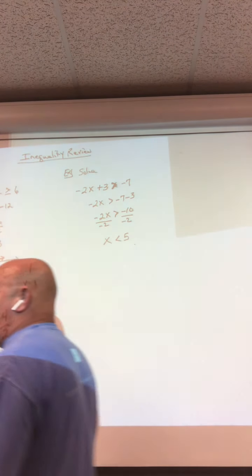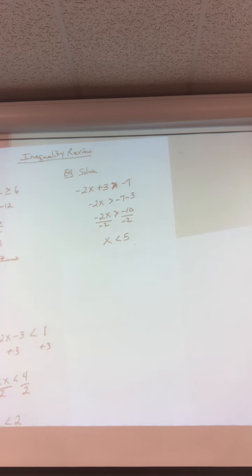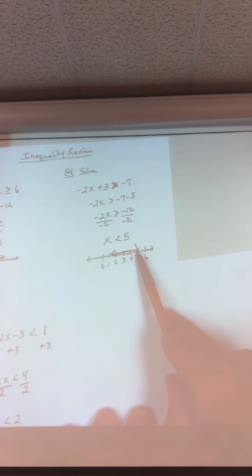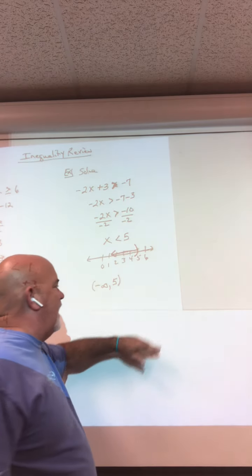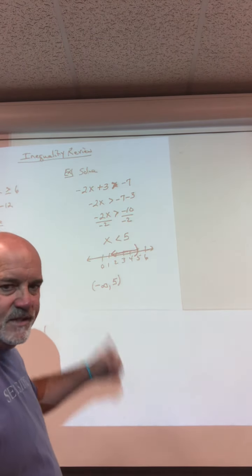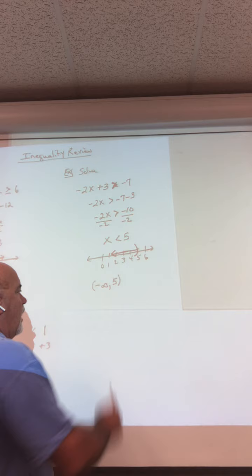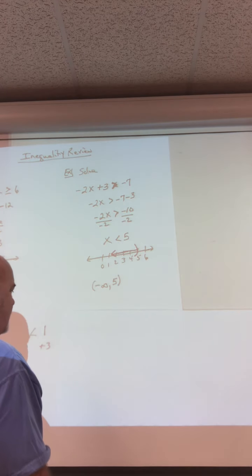Okay, now how do I represent all of the numbers less than 5? All of the numbers less than 5 would be all of the numbers starting at 5 to the left. A parentheses on the 5 because there's no equal to. Because this graph goes to the left forever, we call that negative infinity. So it's from negative infinity up to 5. And the negative infinity always has to go on the left side of the comma. Always a parentheses with the negative infinity.